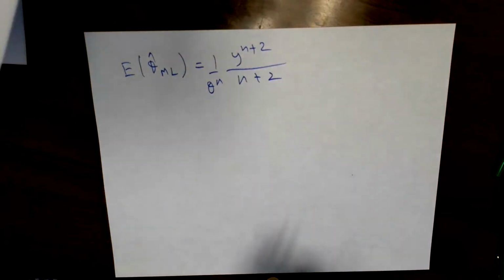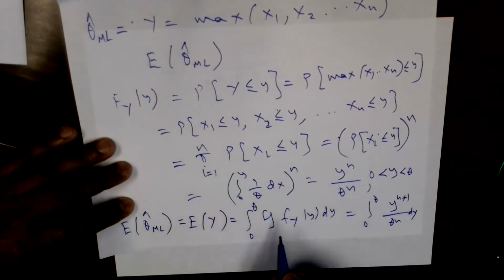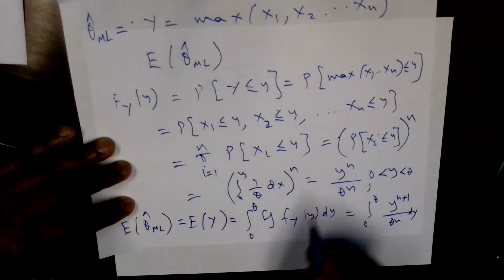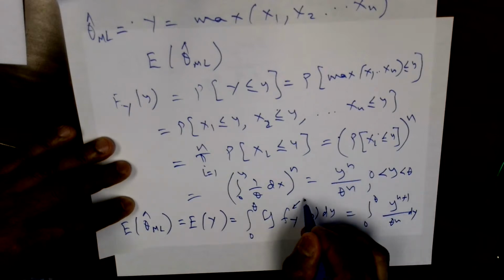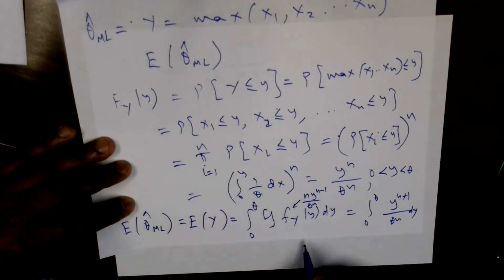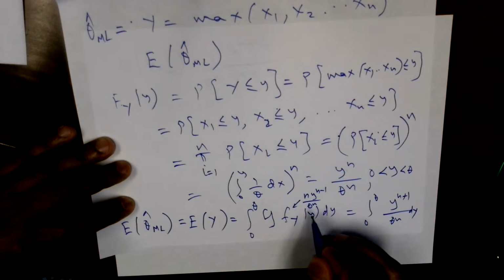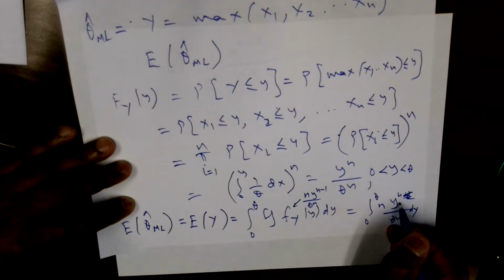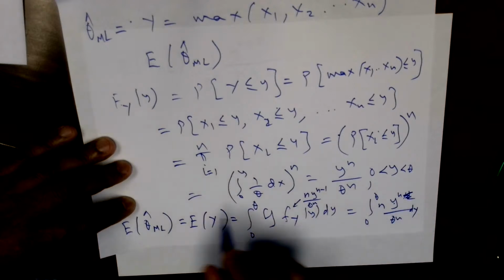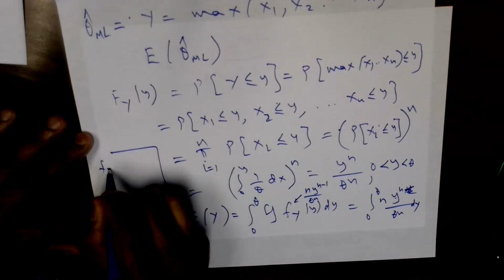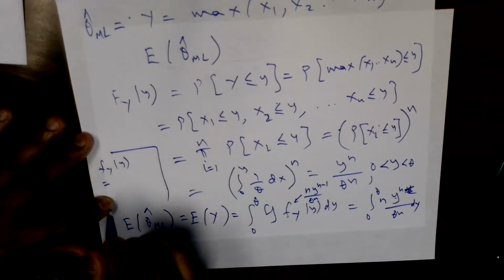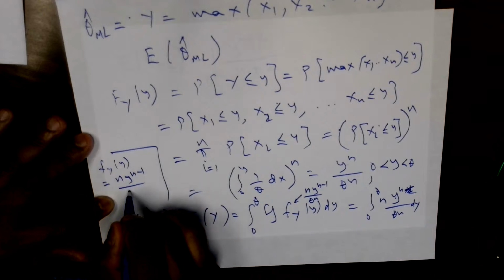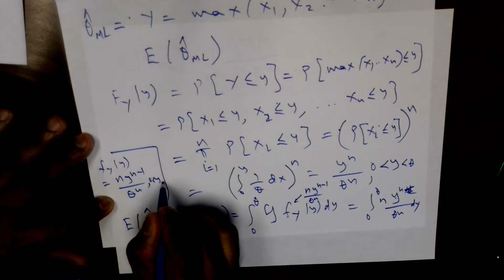No, I'm sorry, I made a mistake here. So this is the distribution function, and the density function is the derivative of that. The derivative of this is going to be n minus 1 over theta^n. So notice that the density function here will be n y^(n-1) over theta^n, for y between 0 and theta.